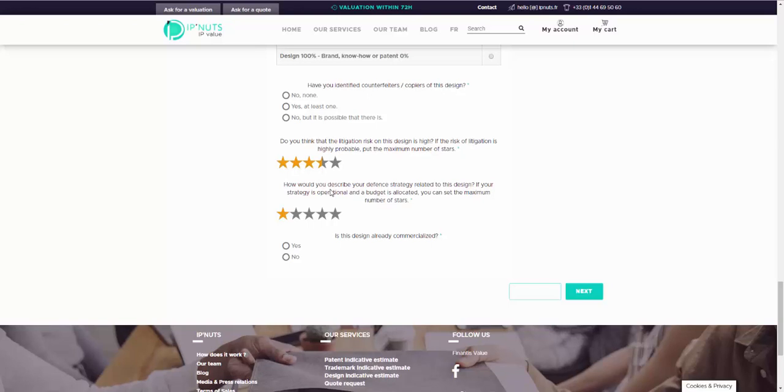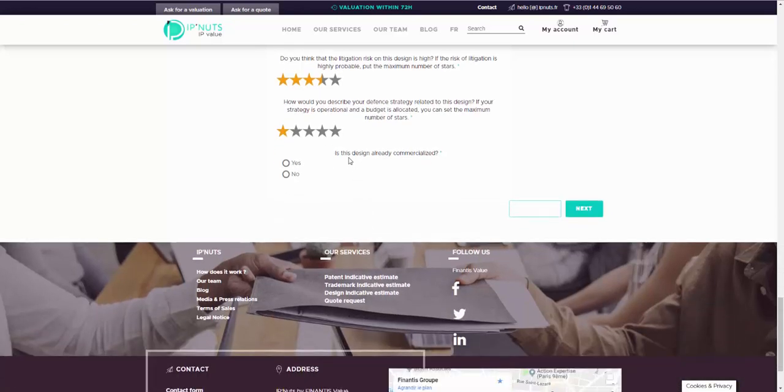How would you describe your defense strategy related to this design? If your strategy is operational, you have a budget allocated to defend your design, then you can put the maximum stars or less. It depends on your appreciation. If you have no budget, no real strategy, that you are not really sure to be able to defend your design against competitors, counterfeiters, then you will be lower.